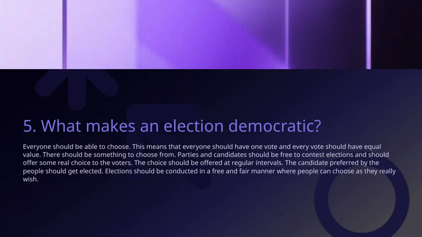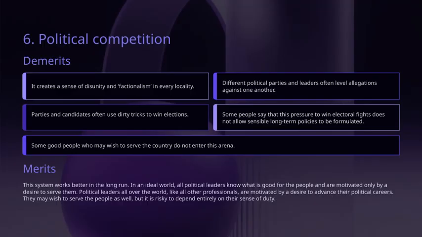Finally, elections must be conducted in a free and fair manner. That means voters should be able to choose as they truly wish, without intimidation, coercion, or unfair practices. When all these elements come together, we have a truly democratic process that upholds the principles of fairness, representation, and equality.